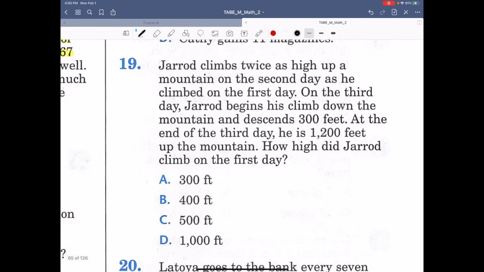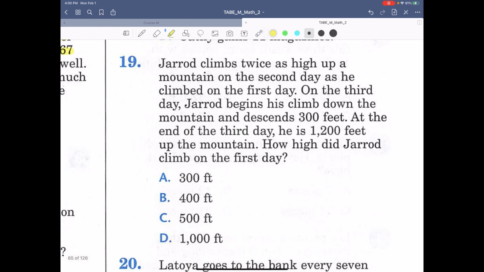Number 19. Jared climbs twice as high up a mountain on the second day as he climbed on the first day. On the third day, Jared begins his climb down the mountain and descends 300 feet. At the end of the third day, he is 1,200 feet up the mountain. How high did Jared climb on the first day?